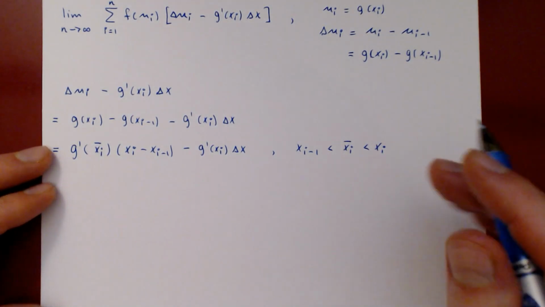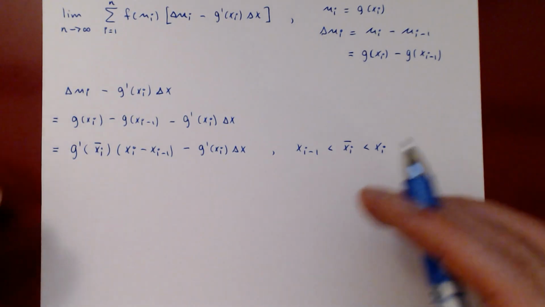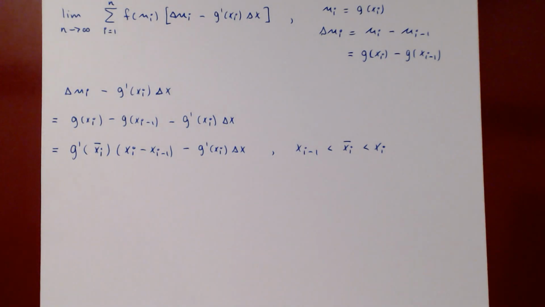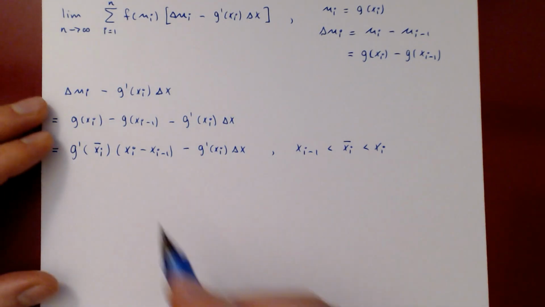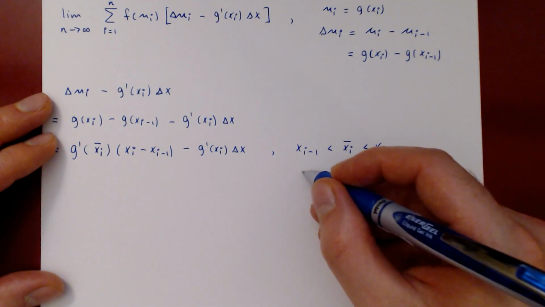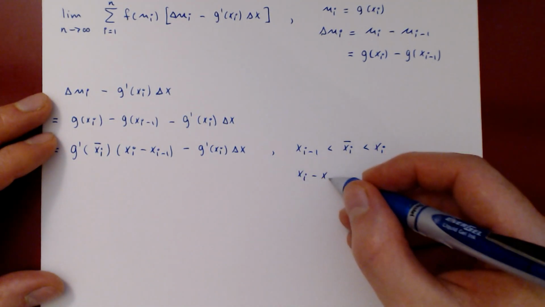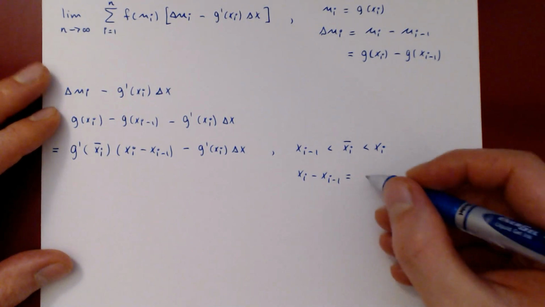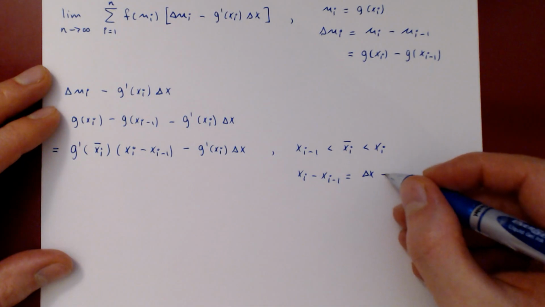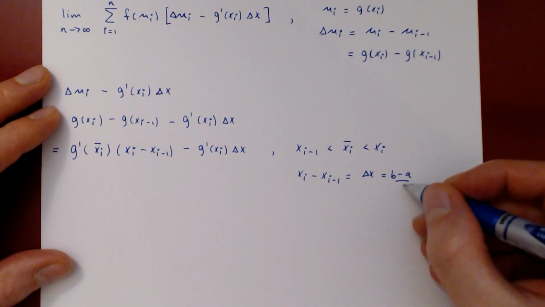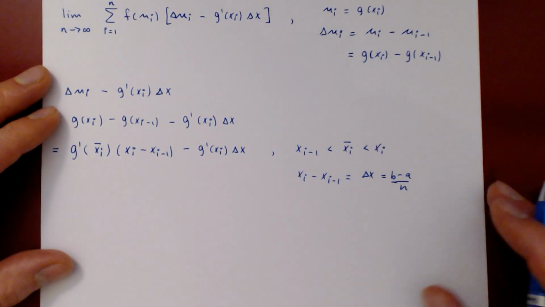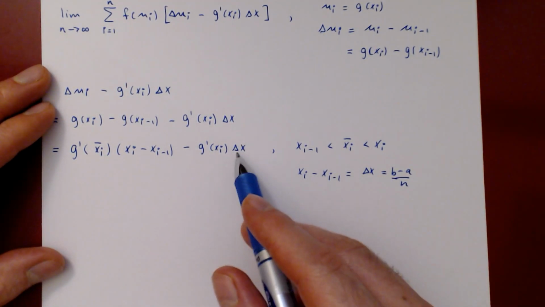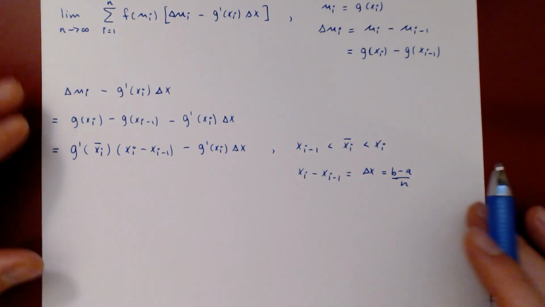Now, because we chose the uniform partition of the original interval from a to b along the x-axis, we know that xi minus xi minus 1, being the length of the ith interval along the x-axis, of course, is delta x, where delta x was b minus a over n. We took a uniform partition, so we can rewrite this by delta x. And now delta x is a common multiple of both terms, so we can factor it.